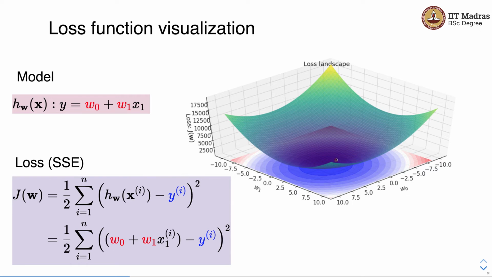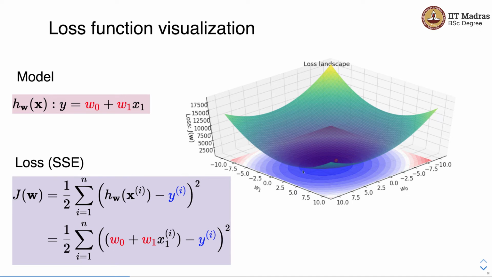Because at that point the loss is minimum, and that is probably the model which is likely to perform well also on the unseen data. It will definitely perform well on the training data because we are training it on that, but it is also likely to perform well on the unseen data.